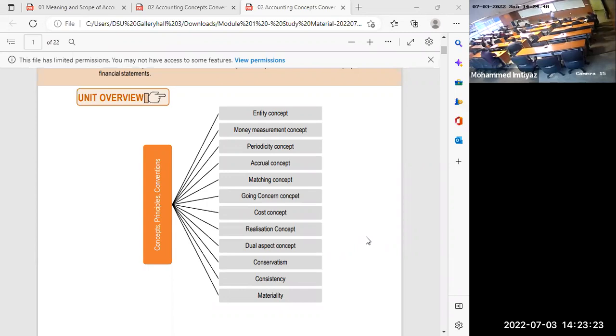Dual aspect. A very, very important aspect of accounting. Dual aspect concept means each and every transaction has two effects in it. Can anyone tell me a transaction?